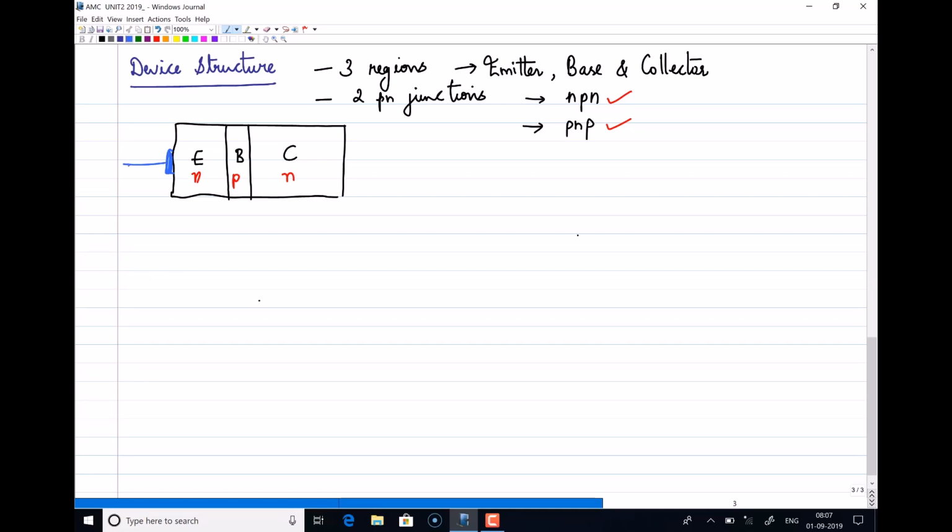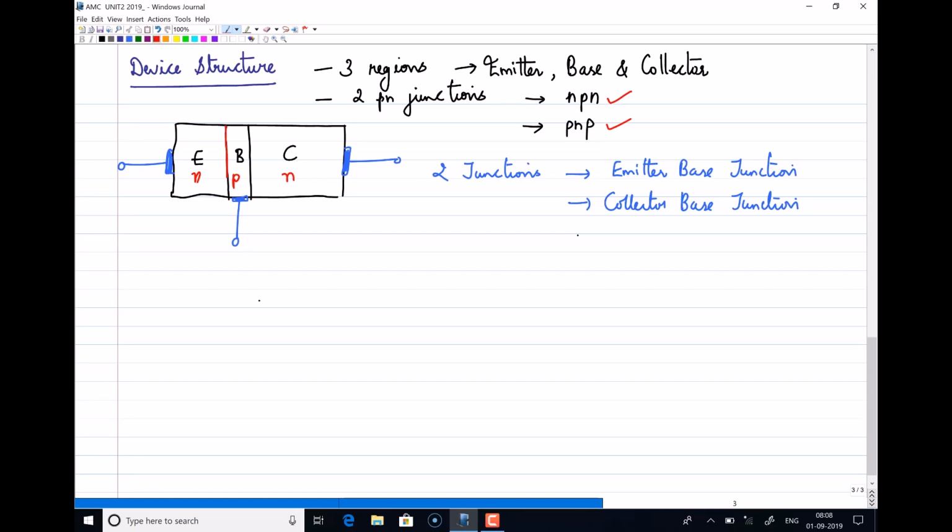So these are the three regions, and the terminals, the metal contacts, are taken from all the three regions: emitter, base, and collector region. Now since there are two junctions, we can identify the junctions in the structure. One is an emitter base junction, and the other one is a collector base junction.